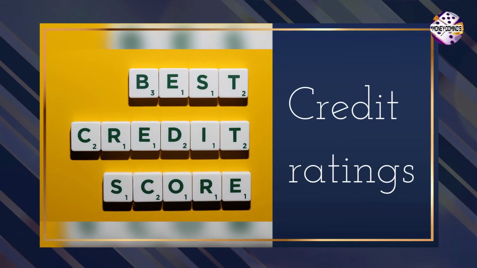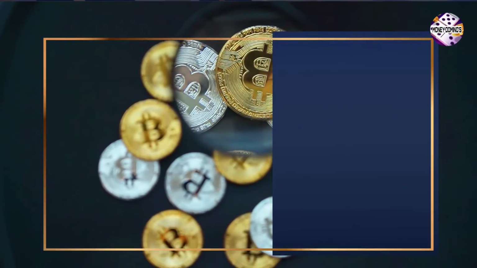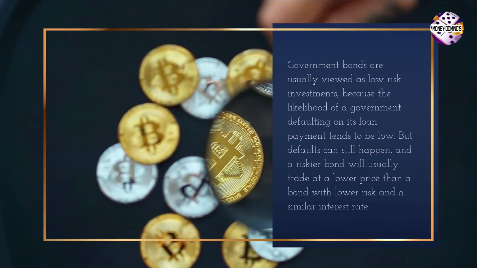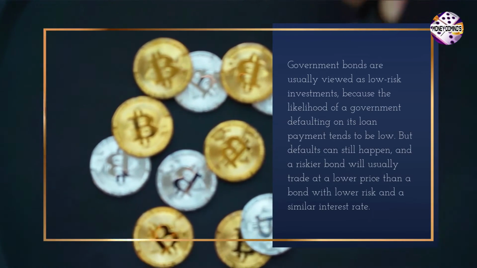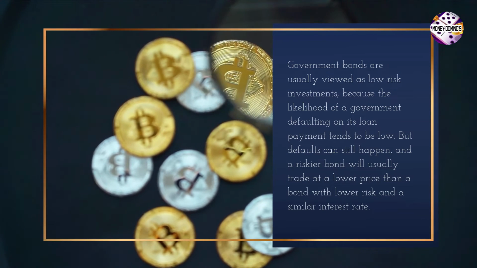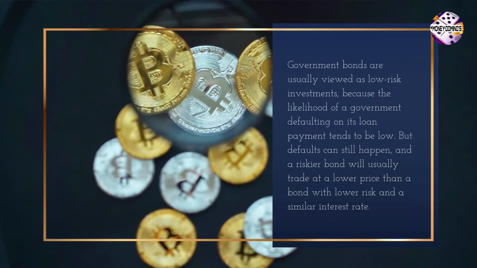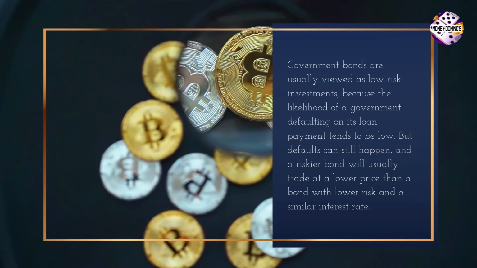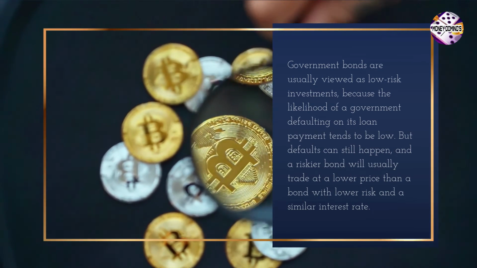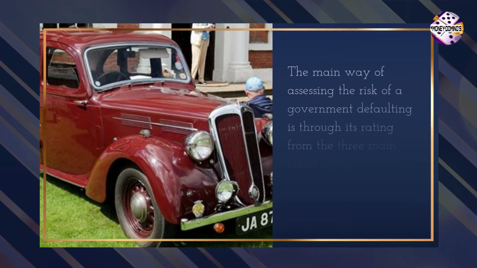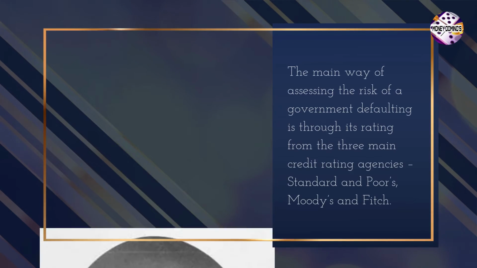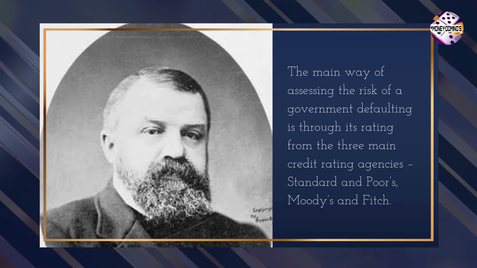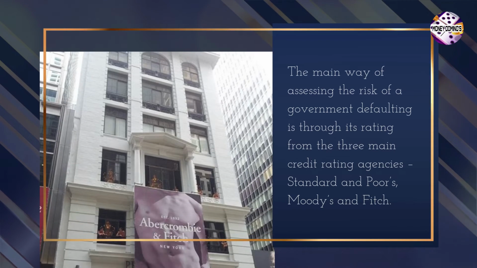Credit ratings. Government bonds are usually viewed as low-risk investments, because the likelihood of a government defaulting on its loan payment tends to be low. But defaults can still happen, and a riskier bond will usually trade at a lower price than a bond with lower risk and a similar interest rate. The main way of assessing the risk of a government defaulting is through its rating from the three main credit rating agencies, Standard & Poor's, Moody's and Fitch.